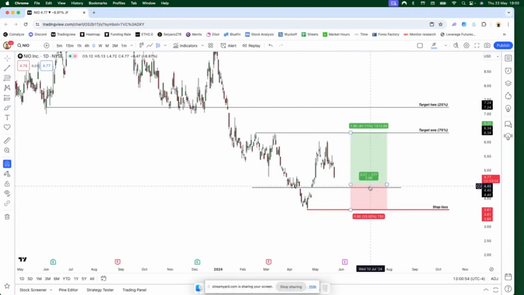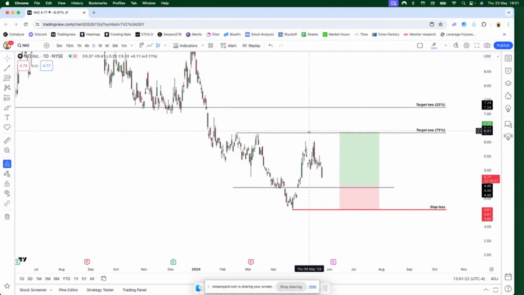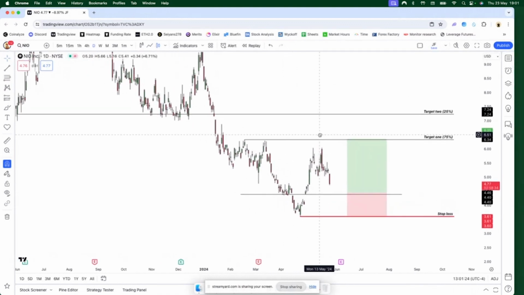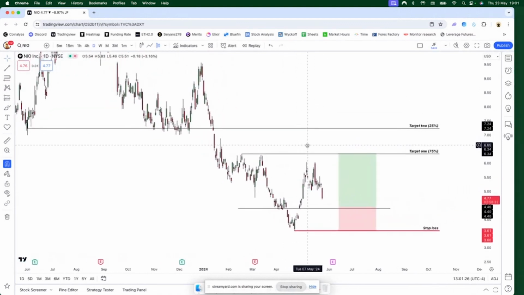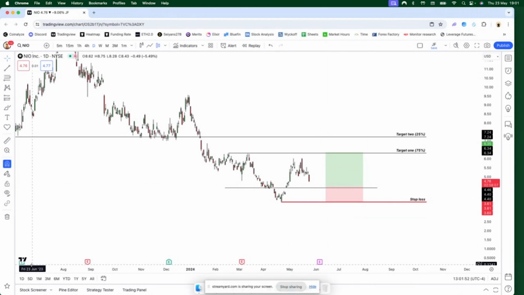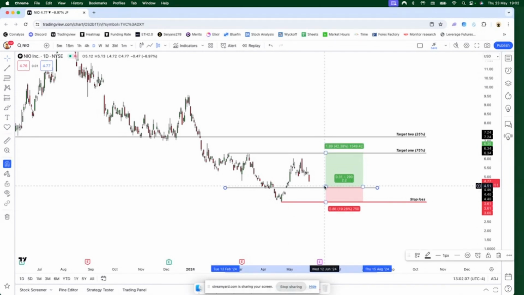And this is the level where we're looking for an entry, right? But not with a limit order. We really want that 1 hour candlestick to at least close back above. And for risk management, I would suggest that if you're working with $500, 1% is $5. So you can use $25 to buy shares when you take your entry, not more.